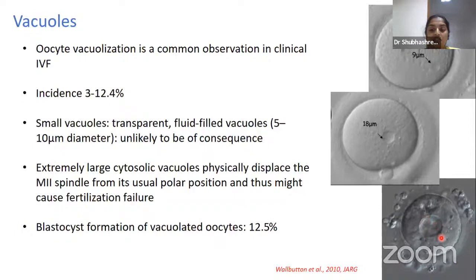However, extremely large cytoplasmic vacuoles have been associated with abnormal spindle, because it has been shown that they can physically displace the M2 spindle from its usual polar position, and thus might cause fertilization failure. Usually it has been shown that blastocyst formation of vacuolated oocytes is up to 12.5%, which is very low compared to normal oocytes.